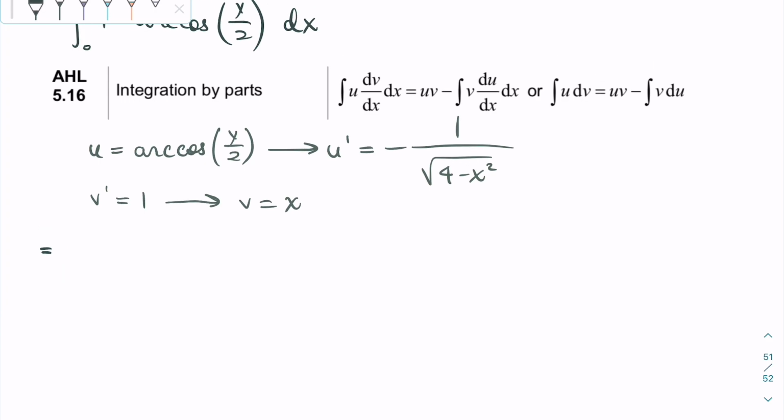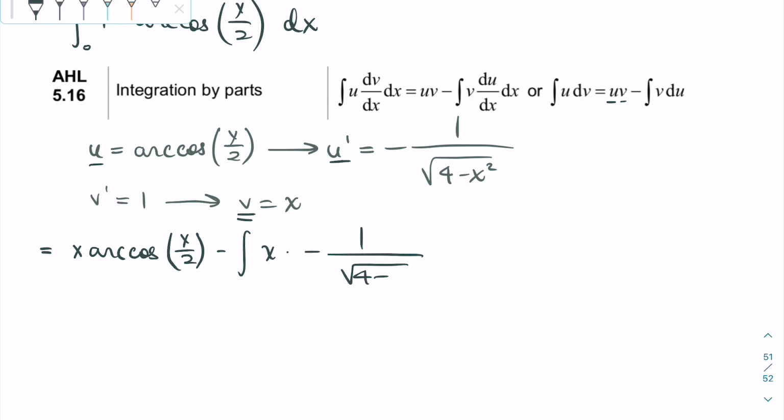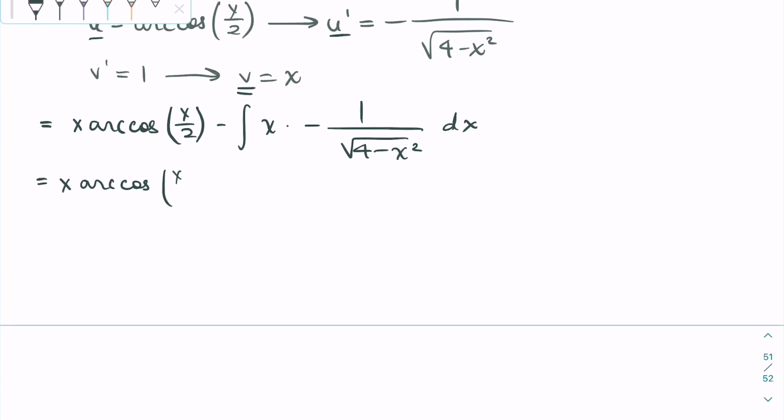First, we'll multiply u by v, so that would be x arc cosine x over 2. Then we subtract the integral of v times du, so that is also known as u prime. And that would be x times minus 1 over square root 4 minus x squared. So now all we need to do is solve this second integral.